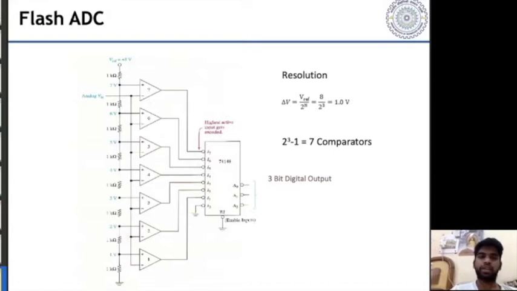Here we have taken 8 volt as the reference voltage, and here we have taken the analog voltage V, and we will be resolving the delta V. So here you can see it, and then there will be 7 comparators, each corresponding to an input.